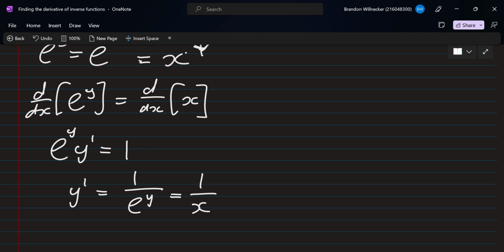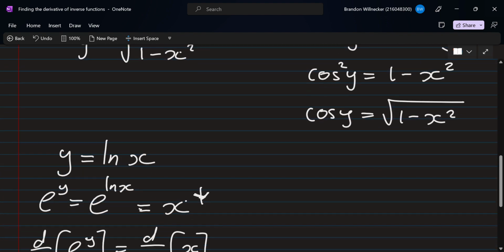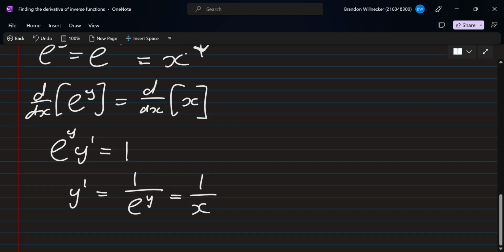That's quite interesting for now, but we will see that both of these examples, the one with sine inverse as well as the one with the natural log, will show up much later in the semester when we look at antiderivatives and integrals. So you don't have to worry about them for now, but just make a note that these examples will show up later. So please don't forget them.